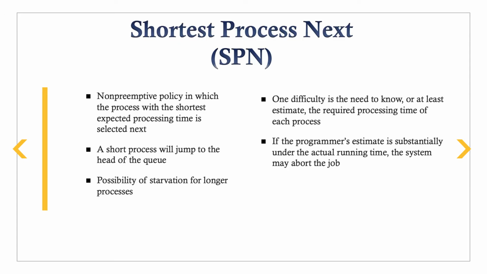Now we have shortest process next, or SPN. Now this one's non-preemptive, so once something starts running, it's just going to run until it blocks itself for I/O or something like that. Now, in this policy, the process with the shortest expected processing time is selected next. So a short process is going to jump to the head of the line, which leads to the possibility of starvation. Remember when we talked about starvation as far as process synchronization goes? We could end up with starvation for longer processes here.